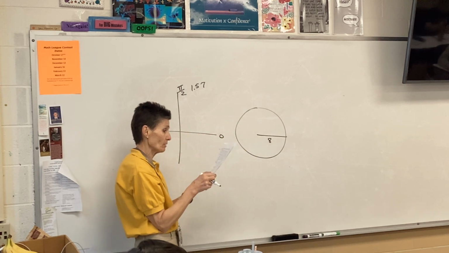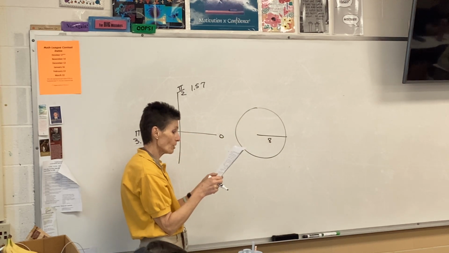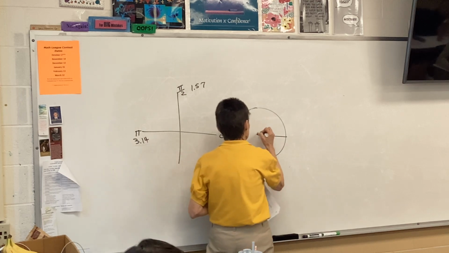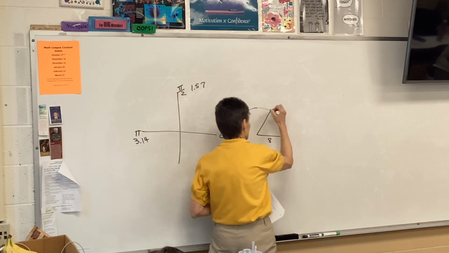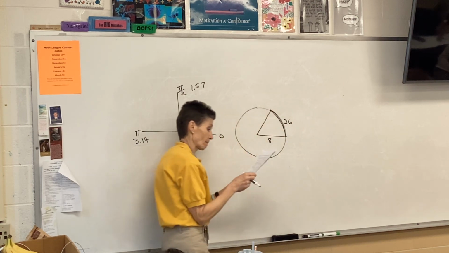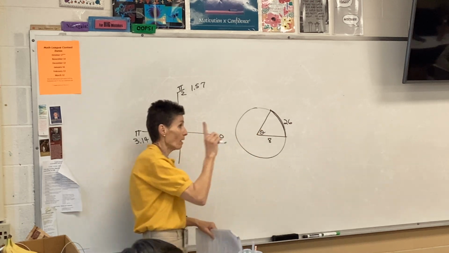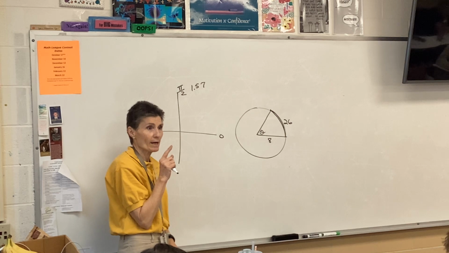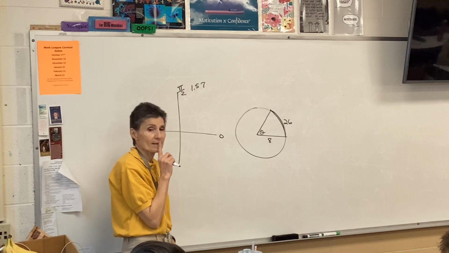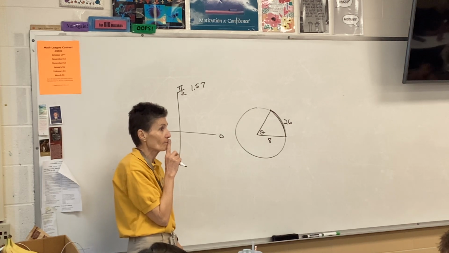The radius of a circle is 8 inches. A central angle of the circle has an arc length of 26 inches. What is the measure of the central angle in radians? Oh, we did this yesterday. How big is that angle in radians? Anybody remember?